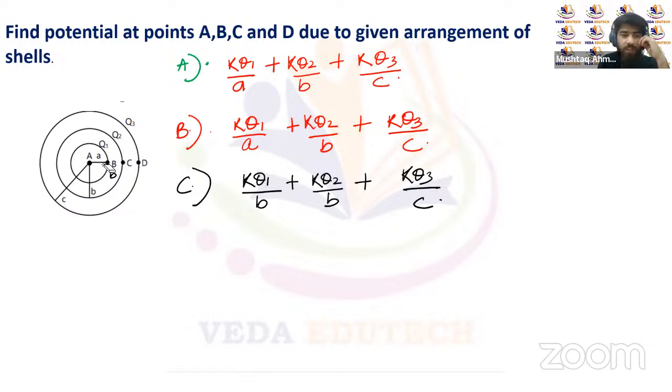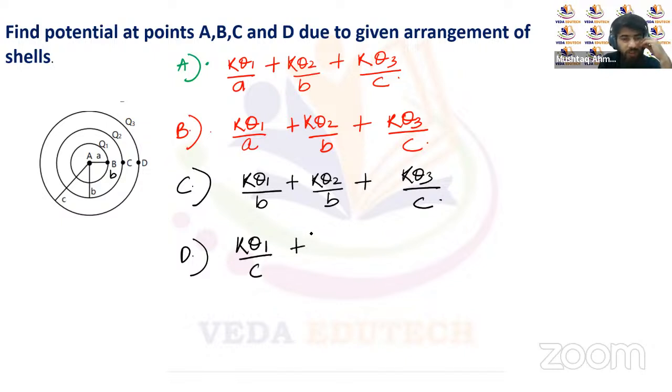This will be the net potential at point C, right? But let's focus on point D. At point D, the net potential, this point D lies outside the first sphere and the second sphere as well, and it lies on the surface of the third sphere. So because of the first sphere, the potential will be KQ1 upon C.